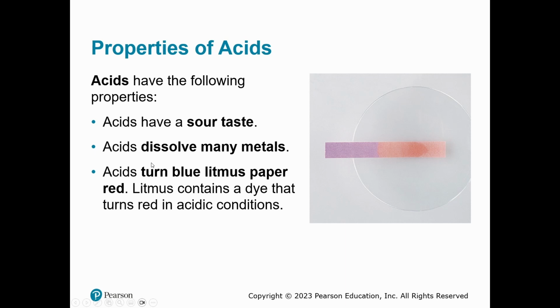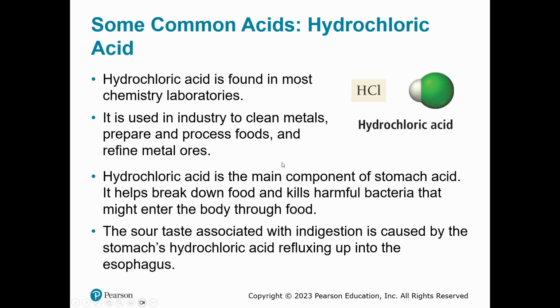Another way we can look at them is indicators. We've worked a little bit with indicators. Litmus paper is a very specific, cheap indicator that tells you whether something is acidic or basic. If we have blue litmus paper, we're testing for acids. If we have red litmus paper, we're testing for bases. They turn the opposite colors. Blue litmus paper turns red in the presence of acid. Red litmus paper turns blue in the presence of base.